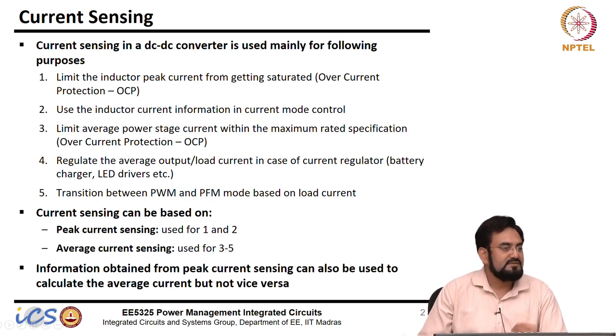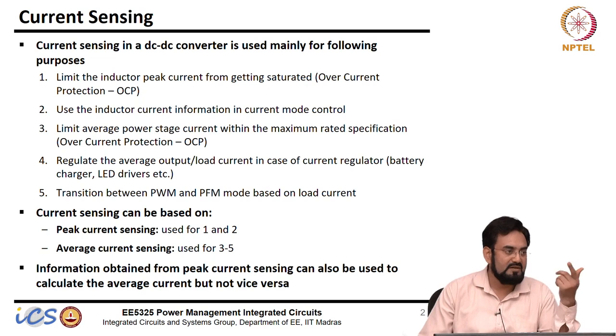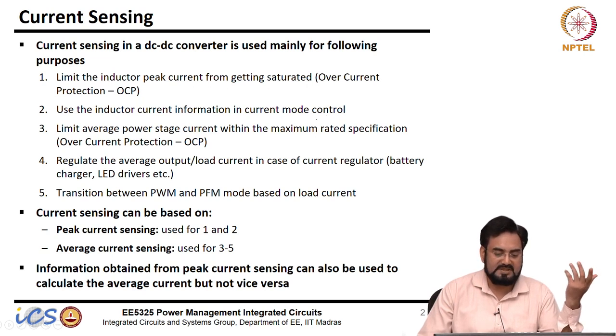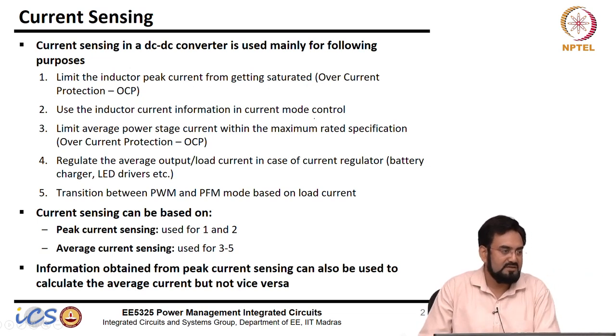Another place where we require current sensing is current mode control. For current mode control, you need the current information. So we use the inductor current information to build a current mode control switching regulator. We also need to limit the average power stage current within the maximum rated specification.